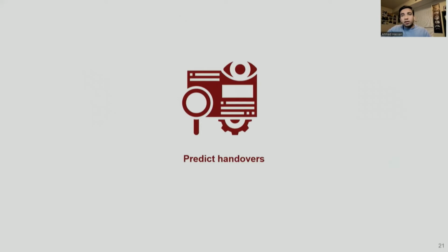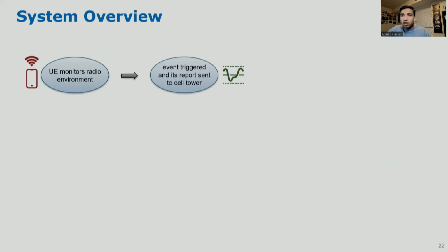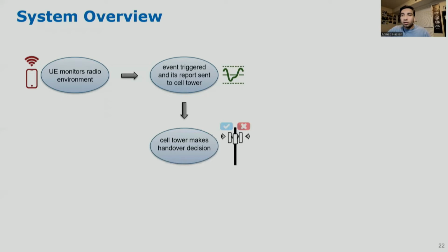So let's first try to understand how we predict the handovers. As you might know, the handover procedure starts when the mobile device starts monitoring its radio environment, mainly to see if some neighboring cell tower is doing better than the serving cell tower. If that is the case, a measurement event is triggered and its report is sent to the cell tower. These events are pre-configured by the radio network. So when a report is sent, the cellular tower makes a handover decision. The black box handover decision logic changes based on geographic area, handover type, access technology, and many other factors.